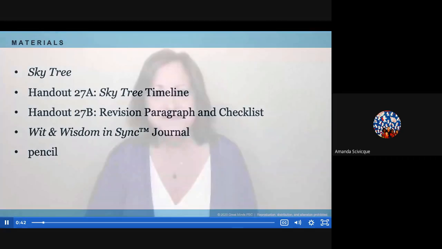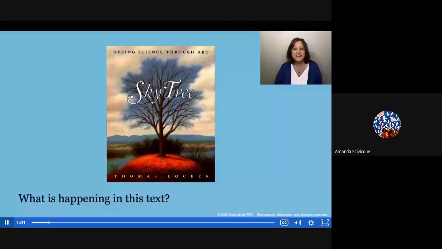Since you've been such an amazing observer, you probably noticed that Skytree was set up a bit differently than the other stories that we've read in this module. Today, we're going to take a closer look at that in Skytree. What is happening in this text?